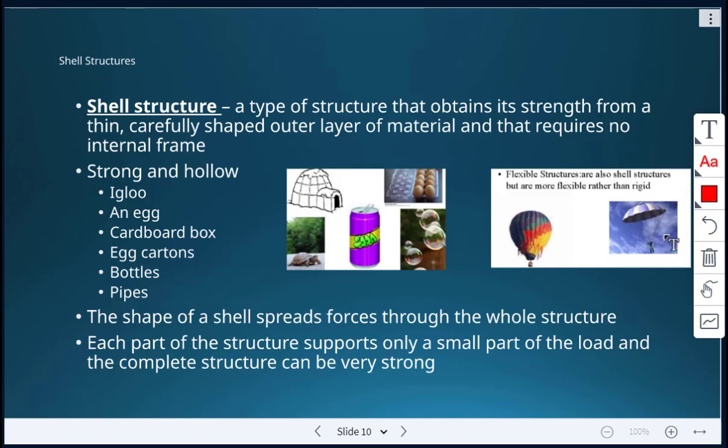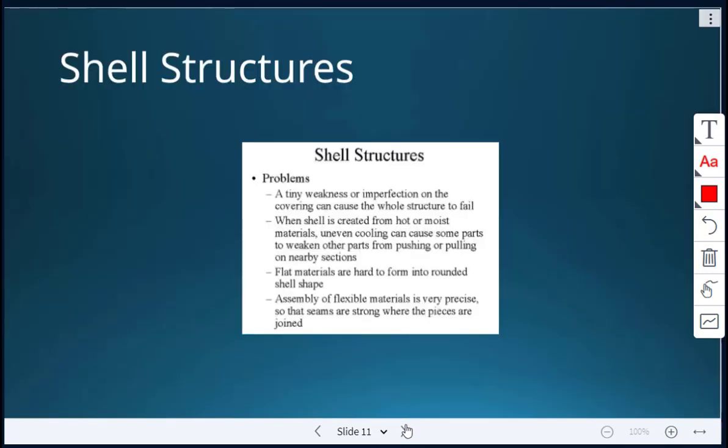Some of these are showing flexible structures. They're still shell structures. They're just more flexible rather than being rigid, like this balloon. Some problems with shell structures: if there's an imperfection or a tiny weakness on the covering, it can cause the whole structure to fail.